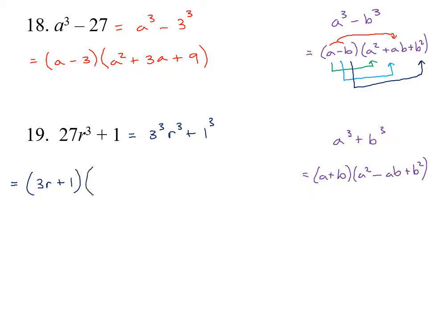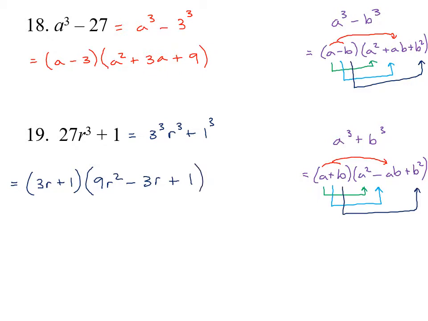Then the second set of parentheses, just like above on that other one, the first one gets squared. So 3 squared is 9, and then r gets squared. This positive will turn to a negative, so there's a minus sign right there. Then I take these two terms, multiply them together to put in the middle. The two terms in the middle, 3r times 1 is 3r. And then the last term gets squared and put on the end. 1 squared is 1.